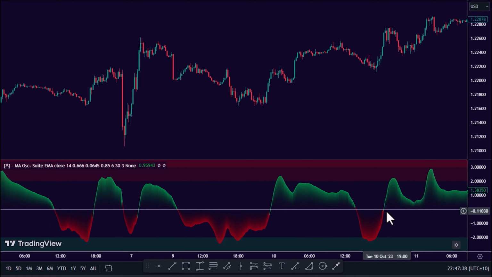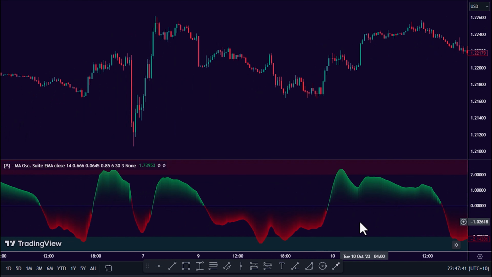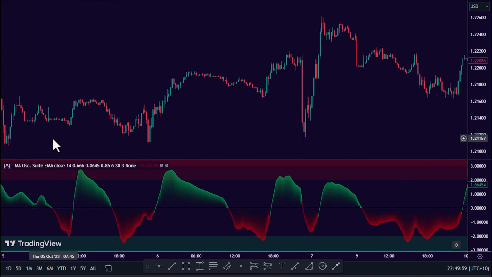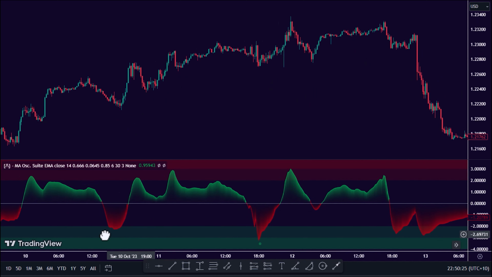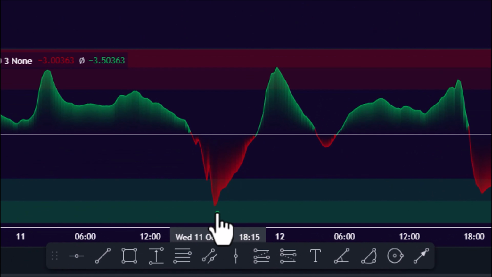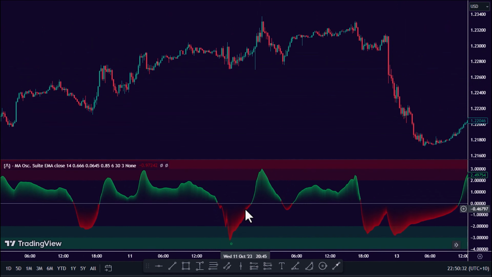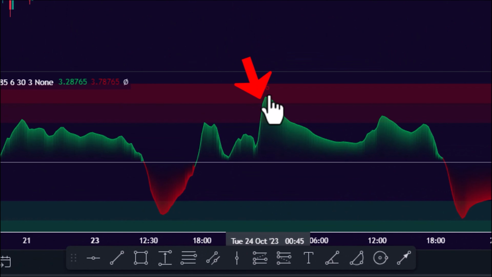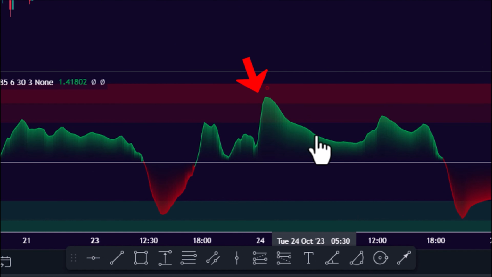The second method involves using the oscillator in a mean reversion strategy. This strategy is based on the principle that prices tend to revert to the average. If the price extends too high, it's likely to come back to the average, and vice versa. So, when the market is oversold, signaled by a red reversal bubble, you enter a long position. And when the market is overbought, signaled by a red reversal bubble, you enter a short position.